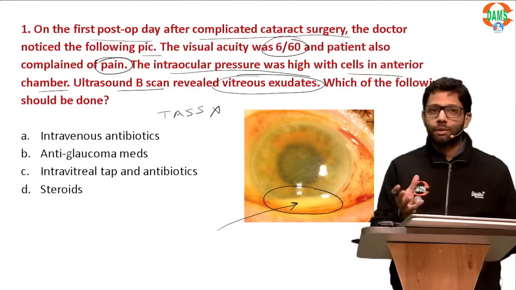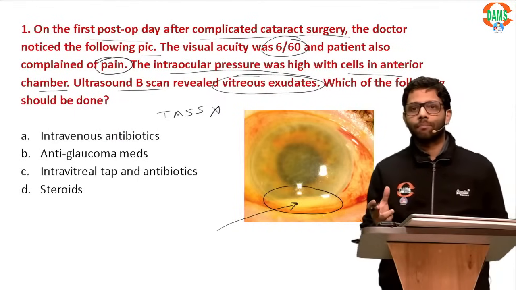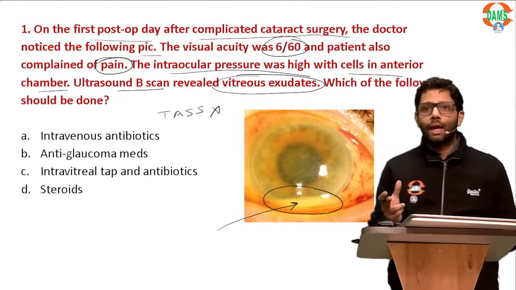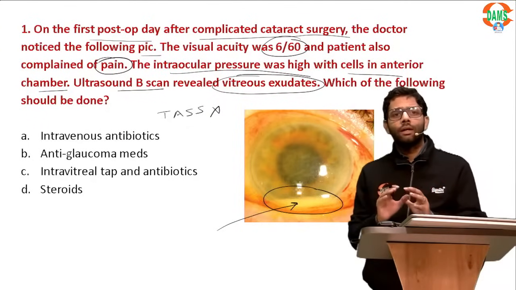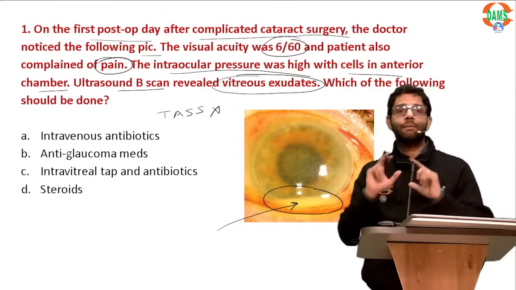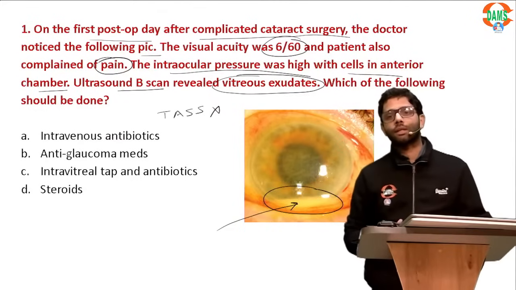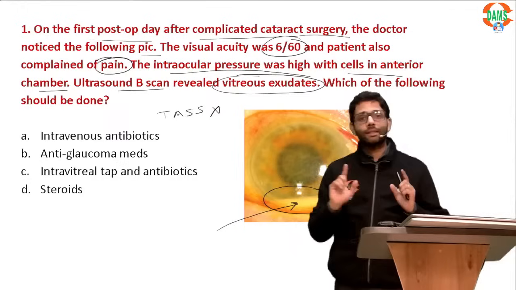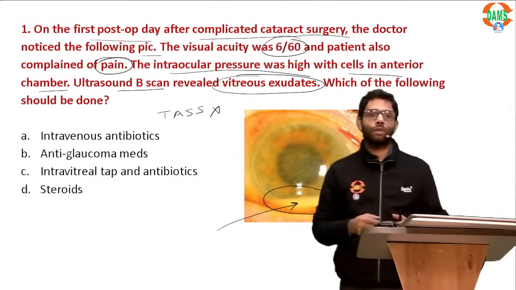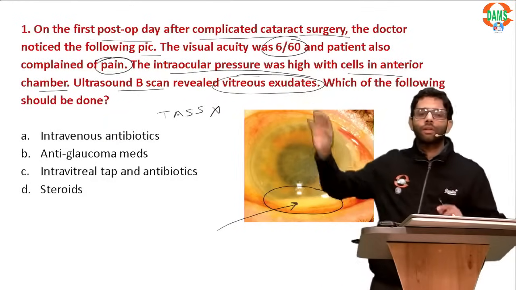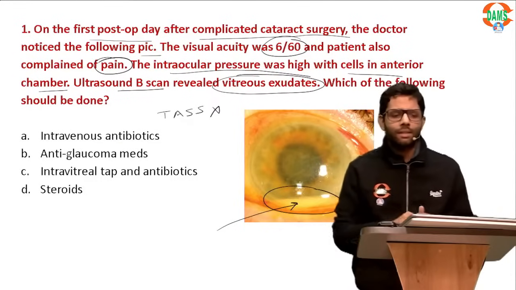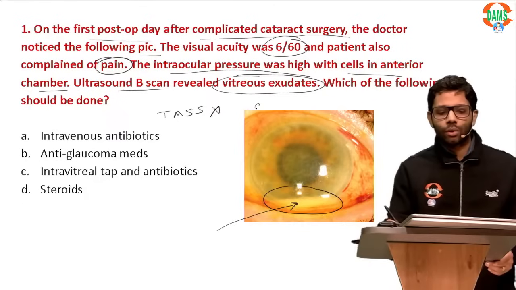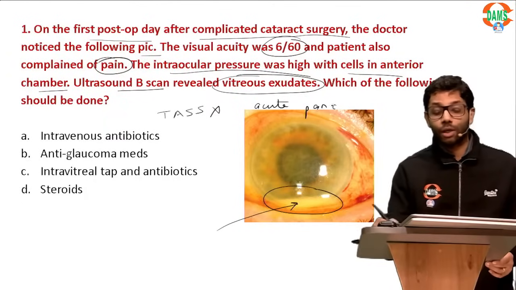What is the keyword between endophthalmitis and pan-ophthalmitis? Endophthalmitis means infection, inflammation of inner layers of eyeball except the outer fibrous. Outer fibrous means cornea, sclera. So if cornea, sclera is also involved, then it is a pan-ophthalmitis. Here in this picture, nothing is written for cornea, nothing for sclera. So the diagnosis is acute endophthalmitis.